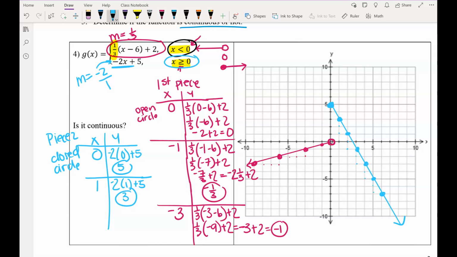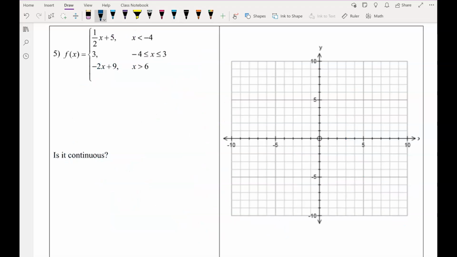And look at this, we have 2 pieces. We cannot graph both pieces without lifting up our pencil, students. So this answer, is it continuous? It is not continuous. Okay, example 5.